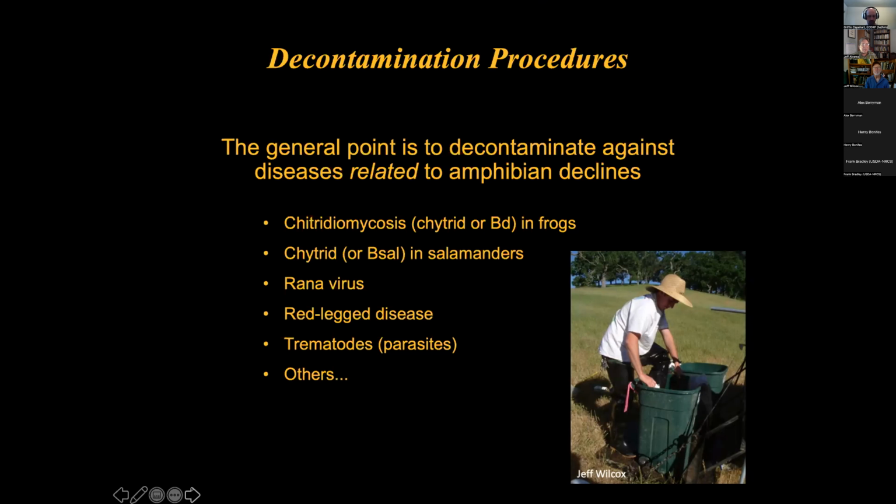So the general point to decontaminate against diseases for amphibians is to avoid chytrid in red-legged frogs, but other species of frogs too. There's a new type of chytrid that occurs in salamanders, although it's not in California yet. Ranavirus might be another thing. Red-leg disease, which is a bacteria, causes frogs to have red legs. Trematodes, lots of parasites, it turns out. Jeff knows so much more about that than I do, but a lot of these things aren't going to help you with some of these parasites. But you don't want to be moving parasites around pond to pond, so you just want to be aware that you can be doing that kind of thing.